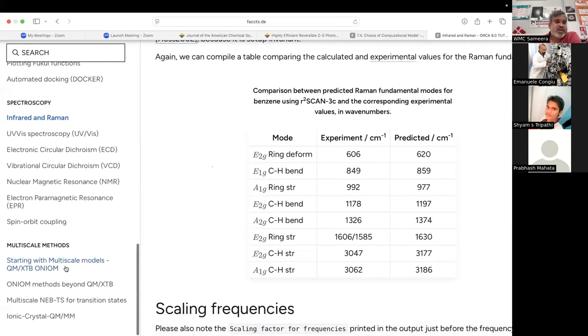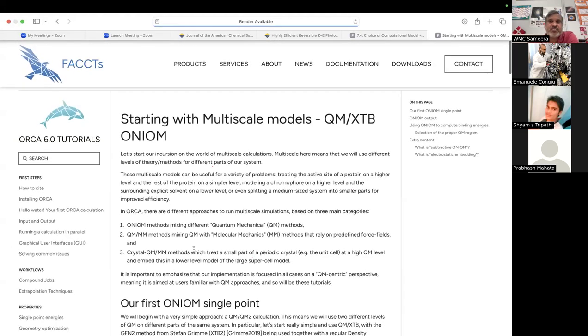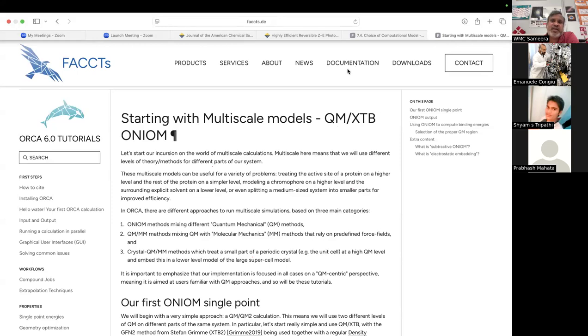Okay, so the multi-scale method. Here we are talking about running computations for relatively large molecular systems. When you do that, one option is to combine two theoretical methods.